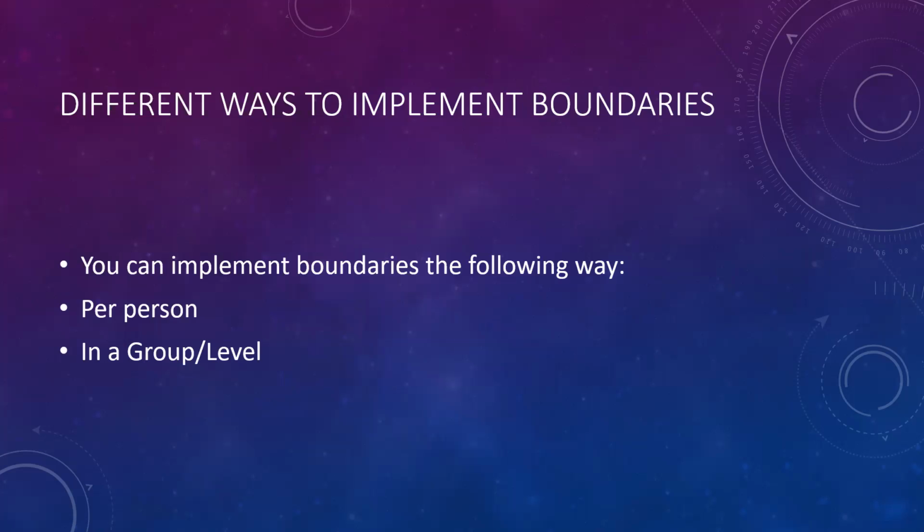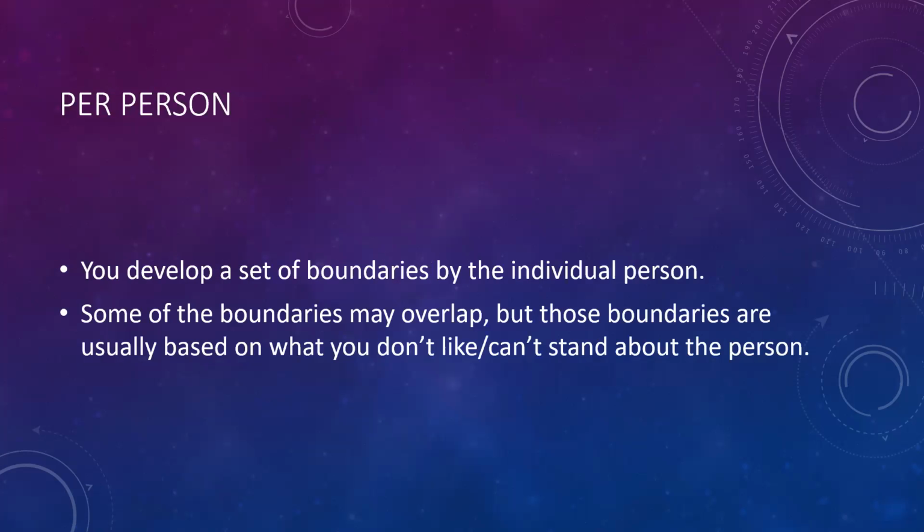So you can implement them on a per person basis or in a group or level basis. So first, we're going to go over the per person basis. You develop a set of boundaries by the individual person. And again, some of those boundaries may overlap if you go person by person, but those boundaries are usually based on what you don't like or cannot stand about the person.